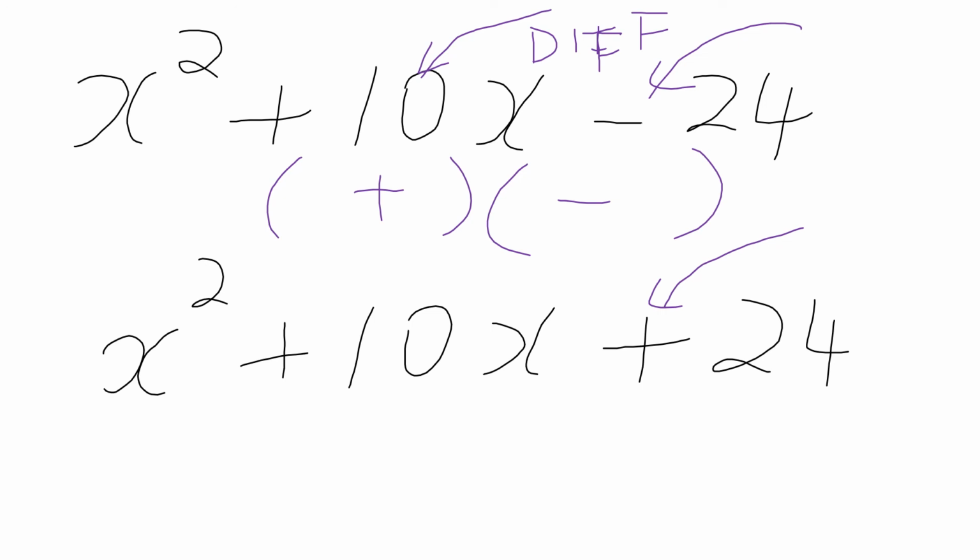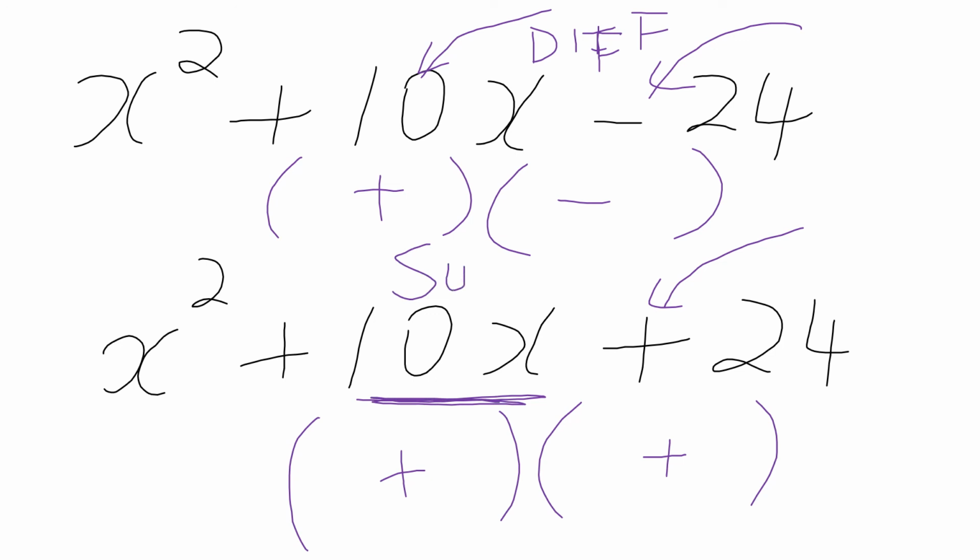If the sign is positive, like the one at the bottom, it means both of the signs in the brackets are going to be the same. In this case, they're going to be both positives. And it means that this here will be a sum, even if it's a sum in a negative direction.